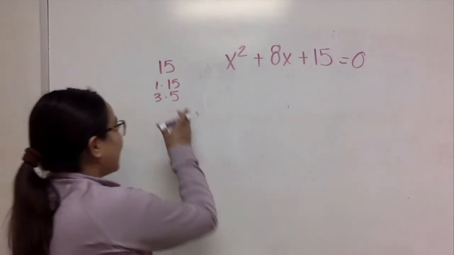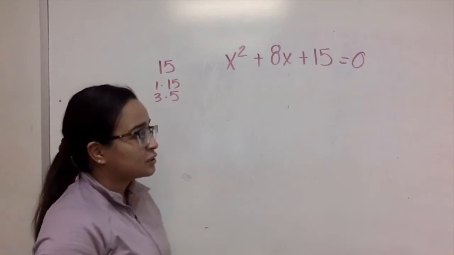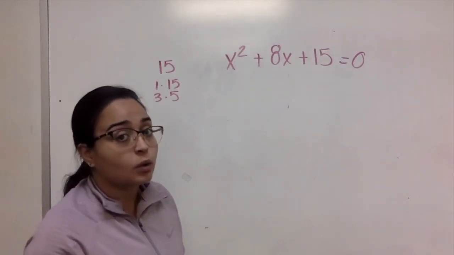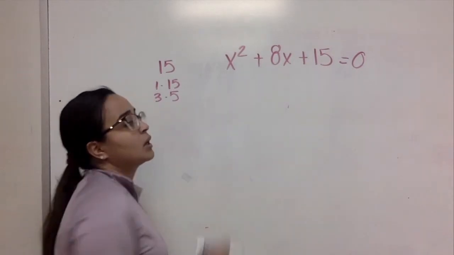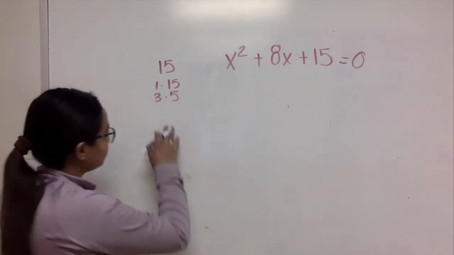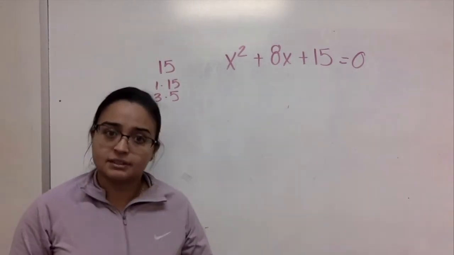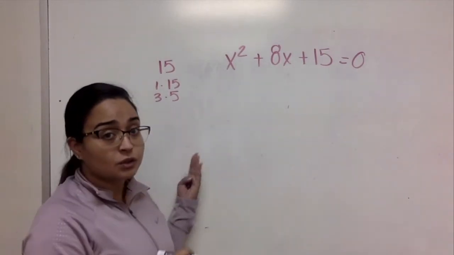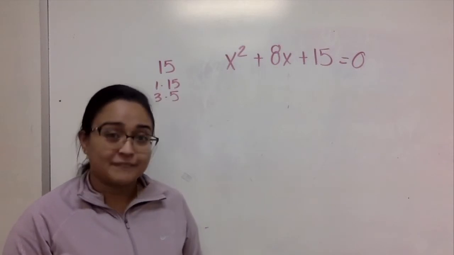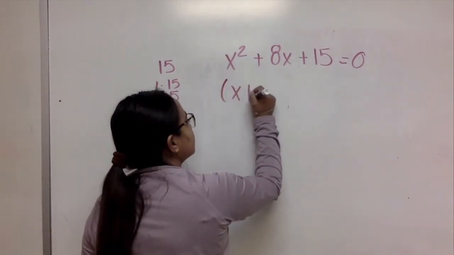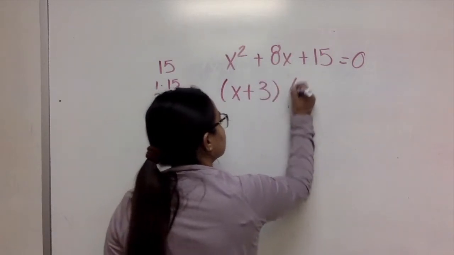Now, out of these multiples, we need to figure out which ones, combined with either adding or subtracting, will get us a positive 8. And we have 3 and 5. We know 3 plus 5 gives us positive 8. So those are going to be our factors. So let's go ahead and split them as so.